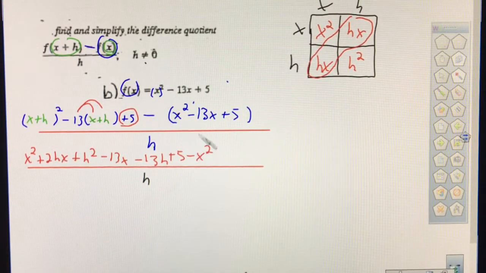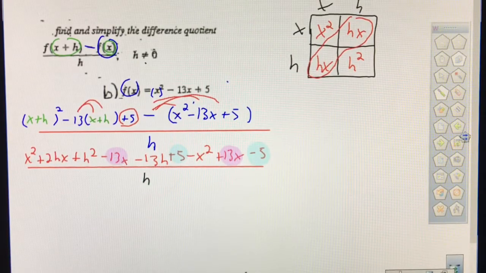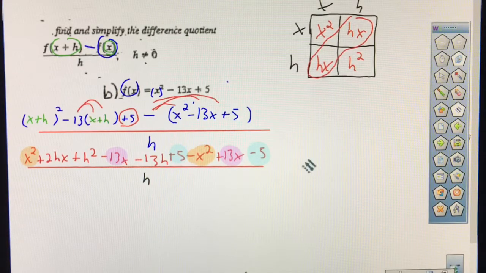minus x squared plus 13x, getting a little long, minus 5. A lot of simplifying to do, but it should go pretty rapidly. I like to work from the back end. What simplifies with negative 5? Positive 5. What simplifies with 13x? Negative 13x. And what simplifies with negative x squared? Positive x squared.